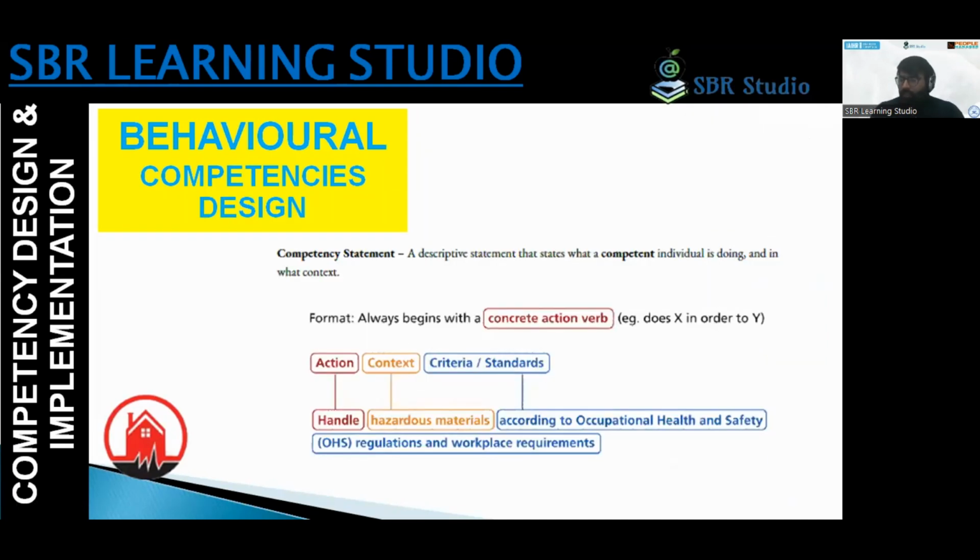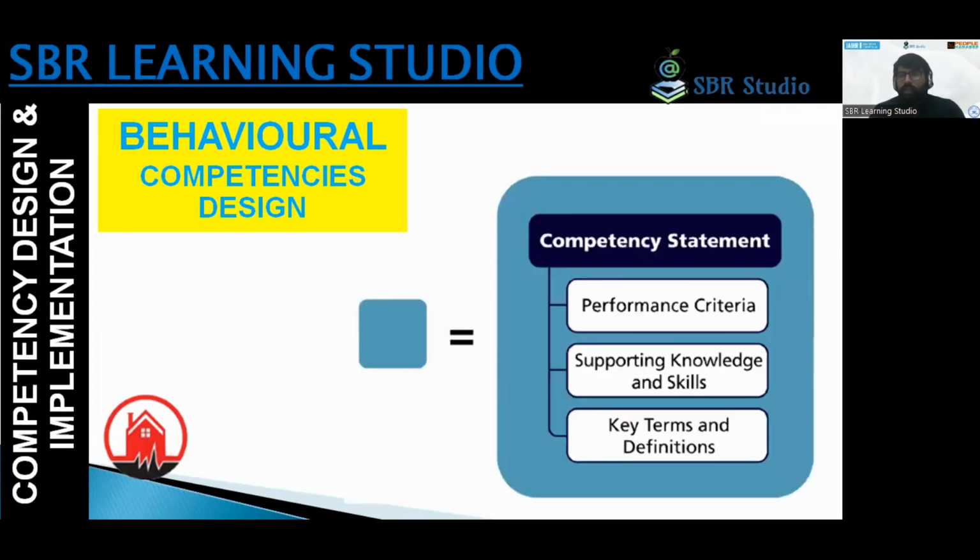Then at the second level, when you are designing this competency, you have to keep something in your mind. That is about how you are putting the different concrete actions into these competencies, which the individual is required to demonstrate.